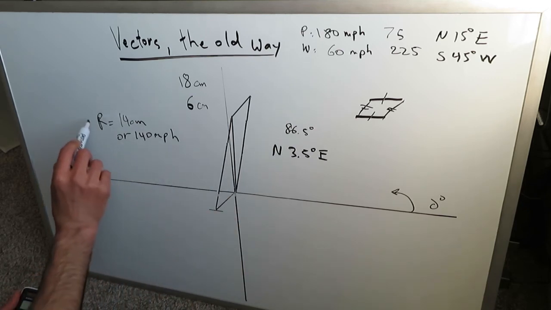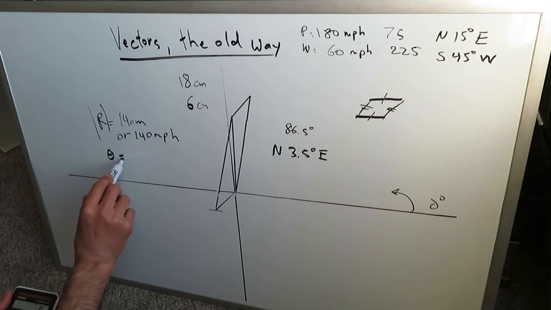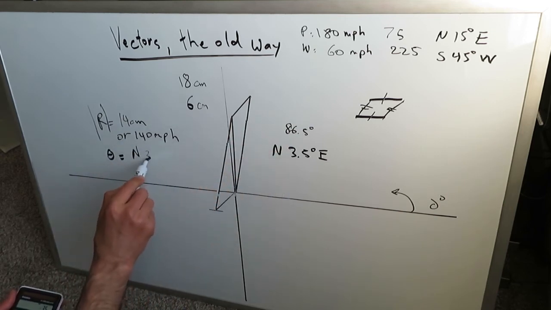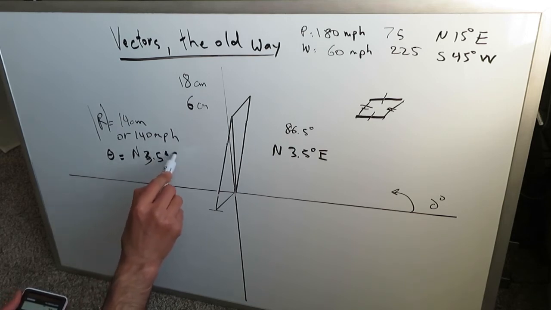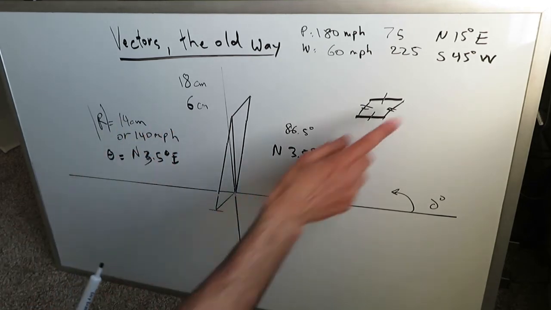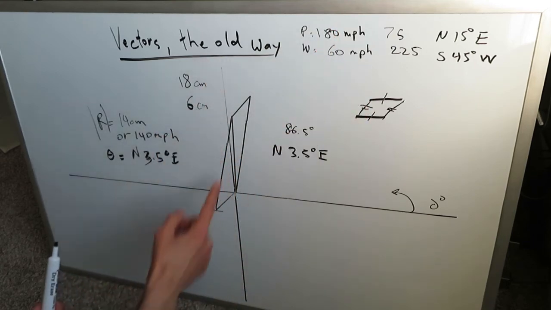Let's do our resultant. It was 140 miles per hour, and the angle of the resulting plane direction was north 3.5 degrees east. Tilt it slightly away from the 90 degree line. Originally it was 75, but the direction of the wind has pushed it more closer to the northerly direction.